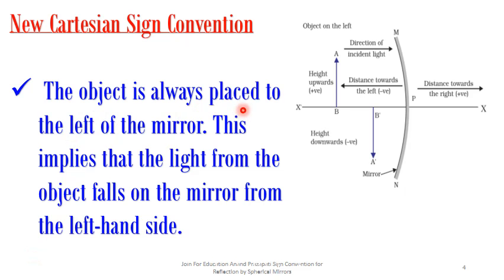The object is always placed to the left of the mirror. This implies that light from the object falls on the mirror from the left hand side. It means that we place the object on P X dash, which is the left hand side, and P X is the right hand side. So the position of the object is on the principal axis, on the left hand side.